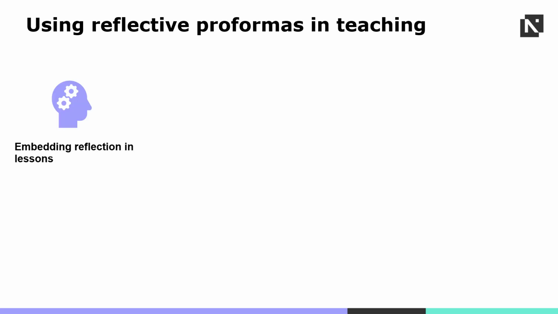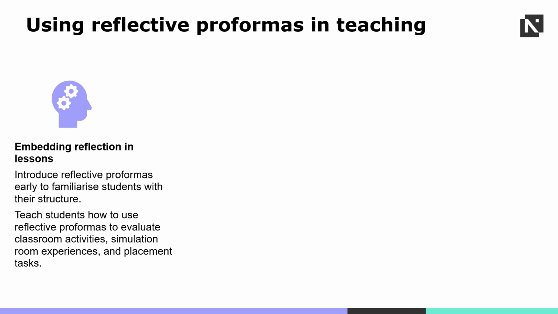Embedding reflection in lessons. Firstly, it is important to introduce reflective proformas early on. Familiarising students with their structure helps build confidence in using them. Students should also be guided on how to evaluate different experiences, whether classroom activities, simulation room tasks, or placement assignments. These proformas act as a roadmap for thoughtful and structured reflection.